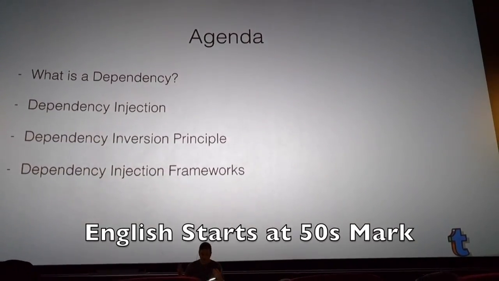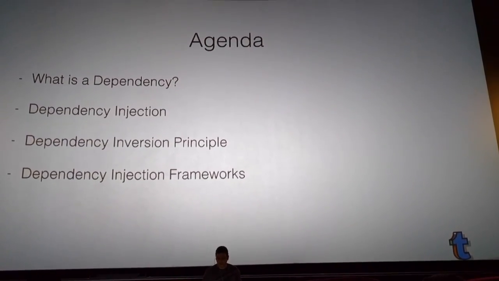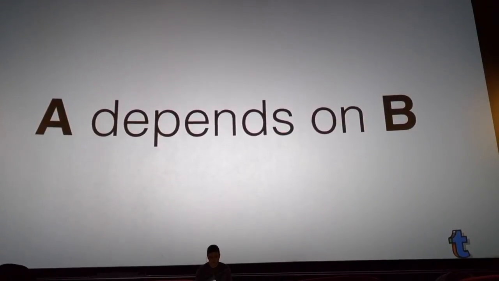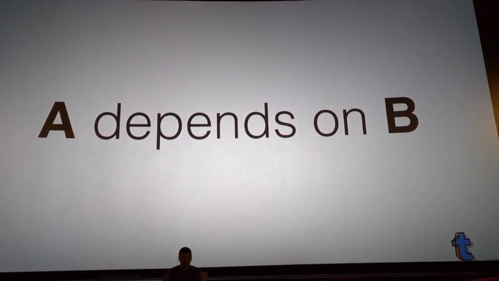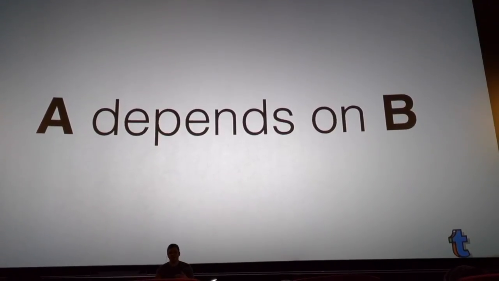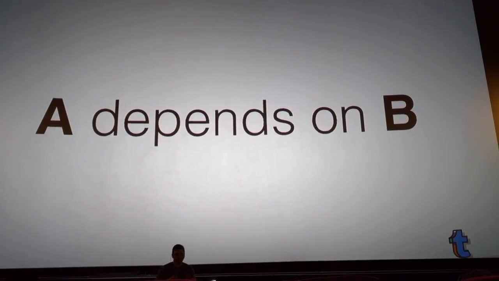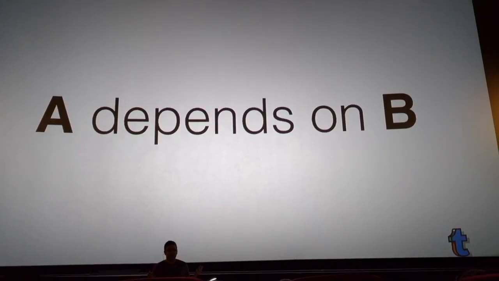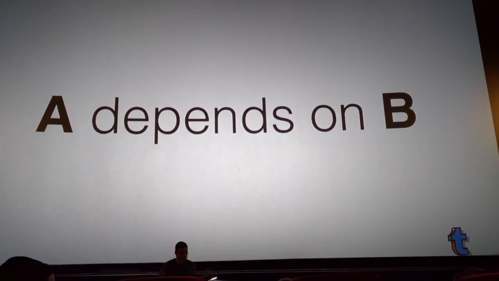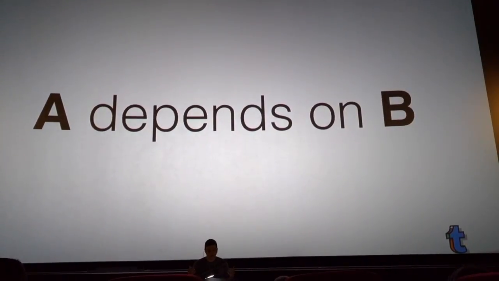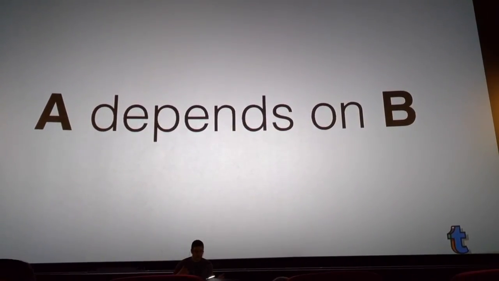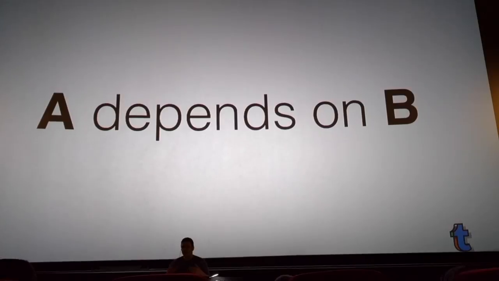So I'll switch to English now. So what is a dependency? Dependency, simply speaking, is the relationship between two classes, two objects, basically two things. And then usually it's one item that depends on the other. Class A depends on class B. And you see this in our code basically everywhere.